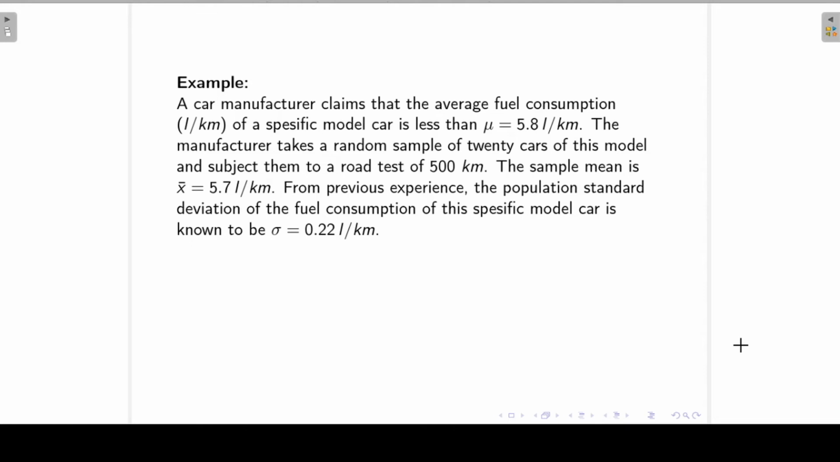Hello, welcome back. I'm going to continue in this lecture with the example that we have been working with in the past two lectures. So again, you have this example on the slide. You should be familiar with this example by now.